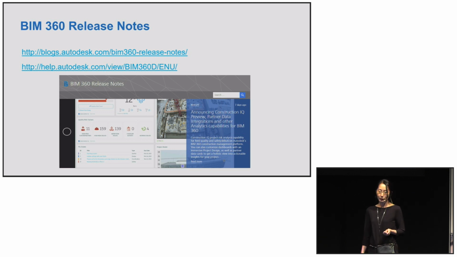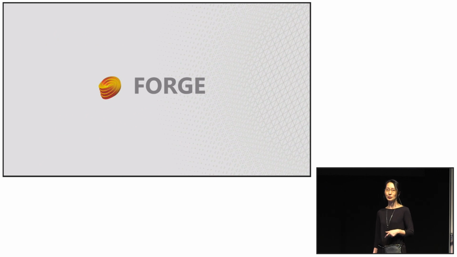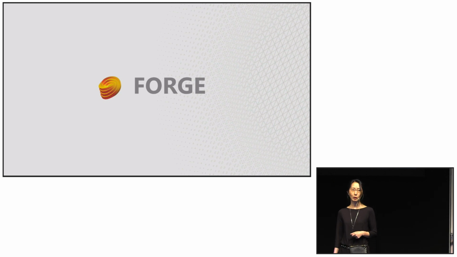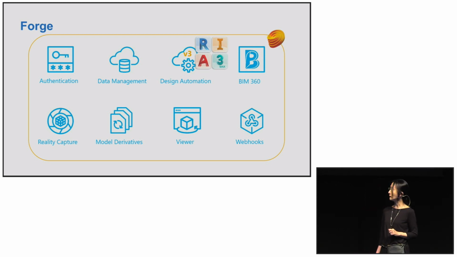Okay. So next is BIM 360 and APIs. BIM 360 has Forge APIs, and I often use BIM 360 as a good example of Autodesk itself using Forge. Forge is a collection of web services which is used by Autodesk as well: authentication, data management, design automation, which Sasha just talked about before, and then BIM 360, and so on.